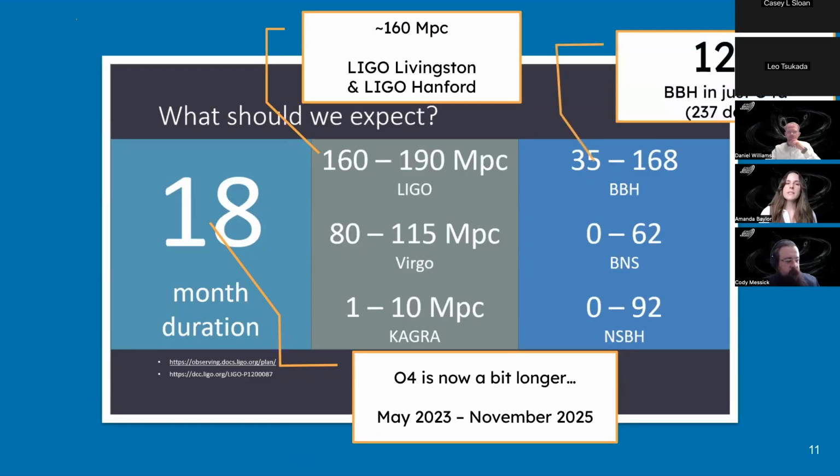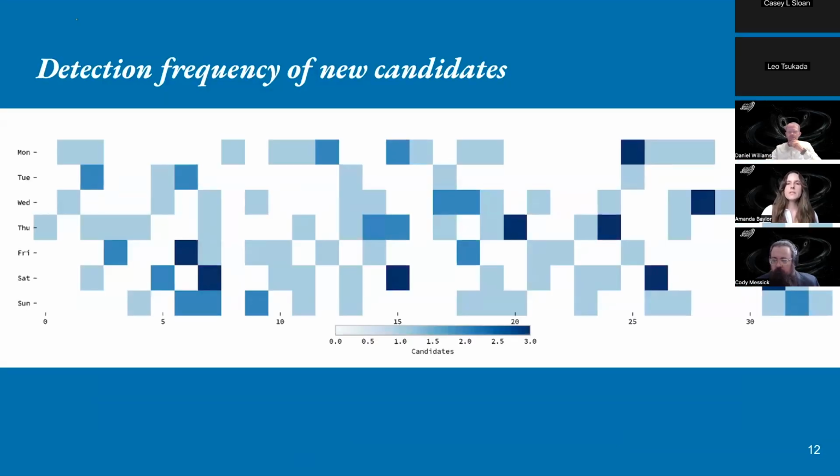Next, please. And we also detected 126 binary black holes in O4a alone. So we expected between 35 and 168, but already we have a substantial amount of binary black hole candidates just in the first part of the fourth observing run. Next, please. So what did our detection frequency of new candidates look like?